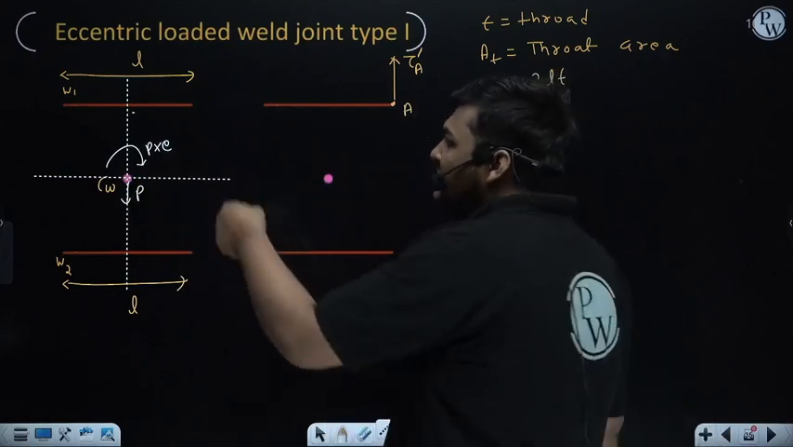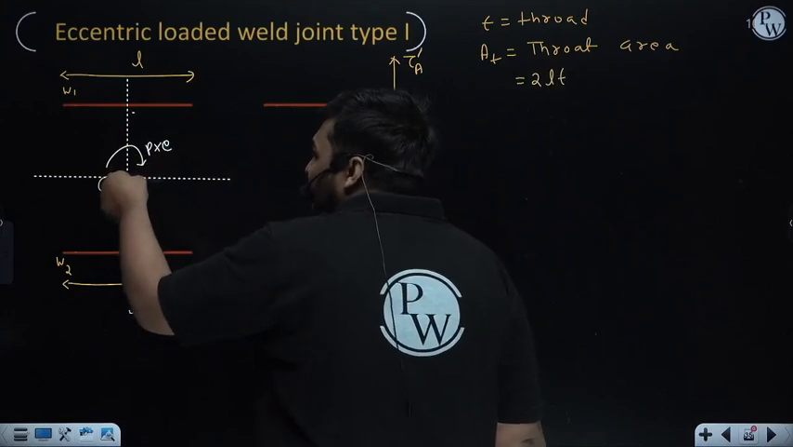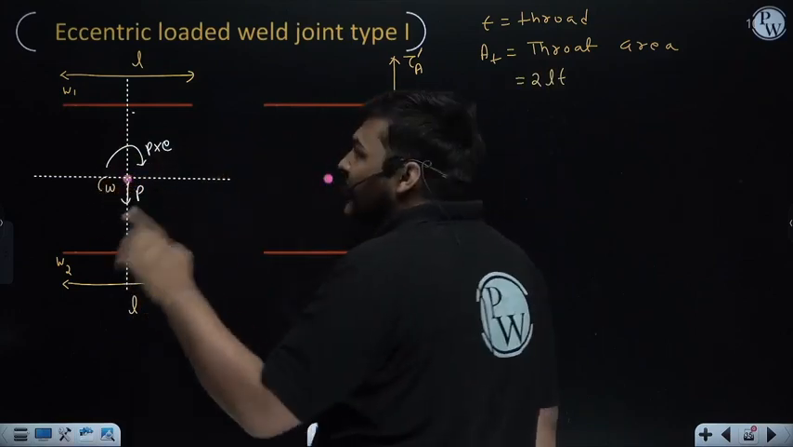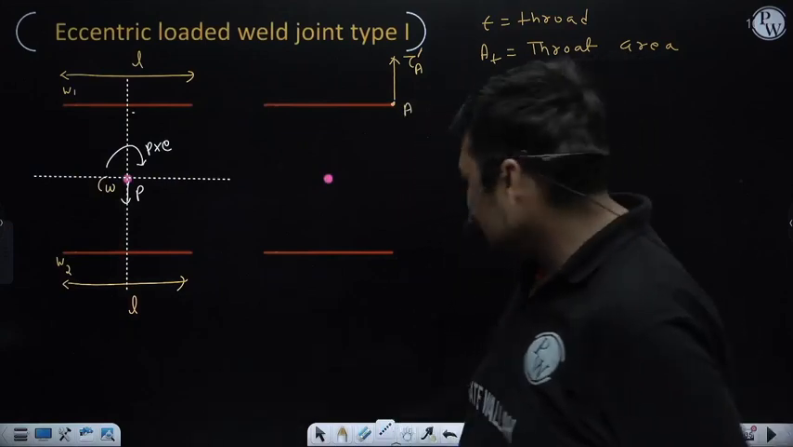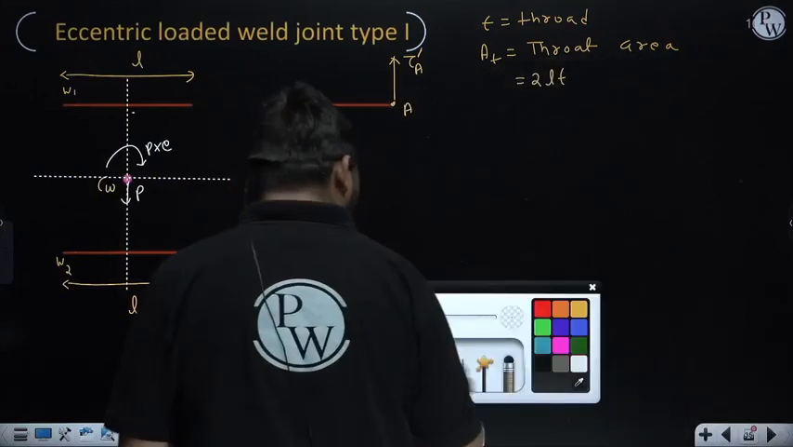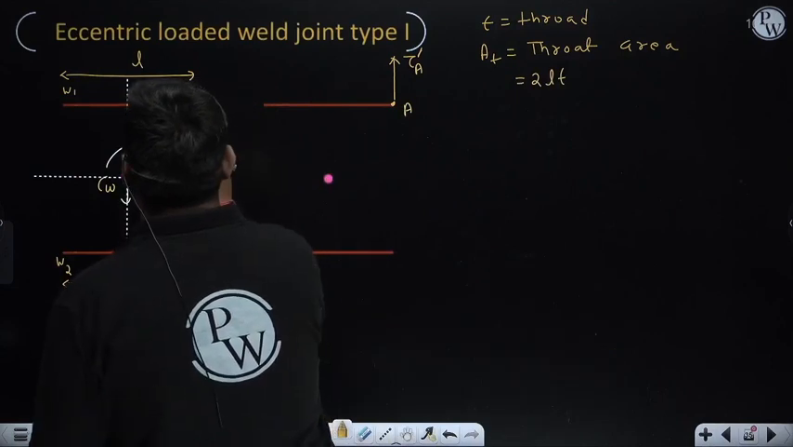And here you can see this moment P into E is coming about z axis, means about the axis which is perpendicular to this plane of weld. This moment P into E is nothing but torsional moment for this weld. I am writing in short T.M.